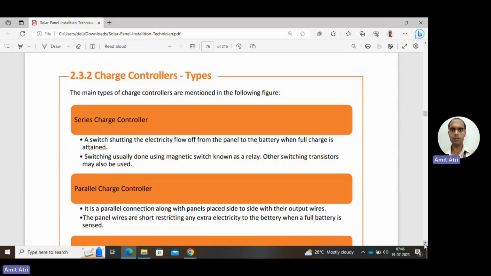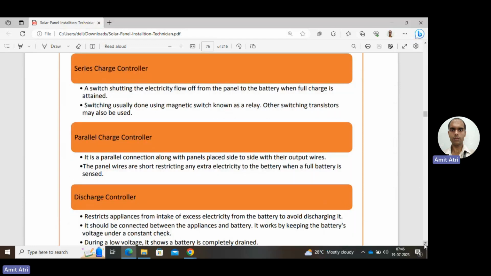The types of charge controller: series. First one, that is the series switch, shutting the electricity flow off from the panel to the battery when full charge is attained. It is connected in series, that's why it is shutting or blocking the path. Switching is usually done using a magnetic switch known as a relay. Also some electronic devices like transistors we can also use.